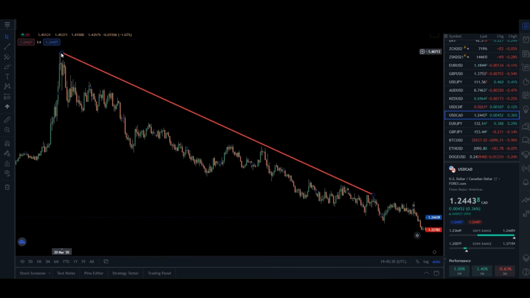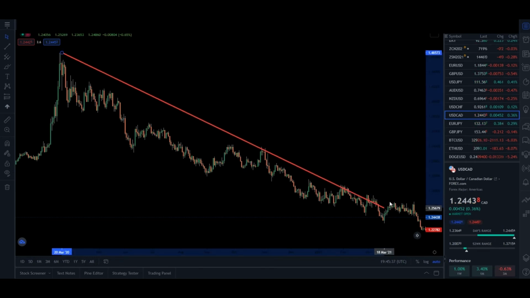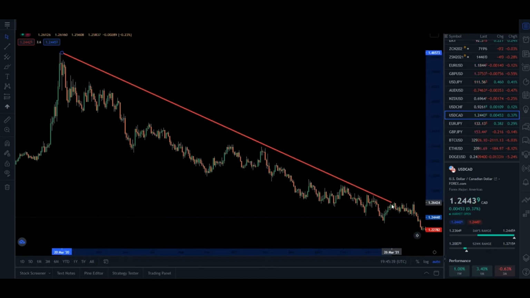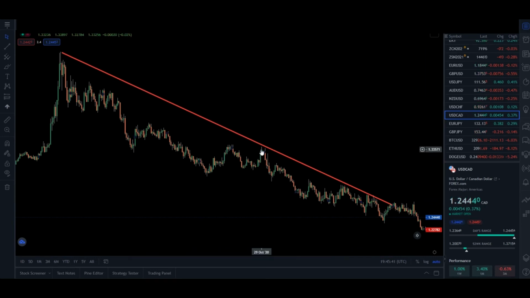You try and connect the highs. So here's a high, and here's another high, or actually, sorry, right about there. There's a high, and you just connect the highs. And again, every time the market comes near the trend line, you want to sell. You don't want to be a buyer, you want to be a seller.